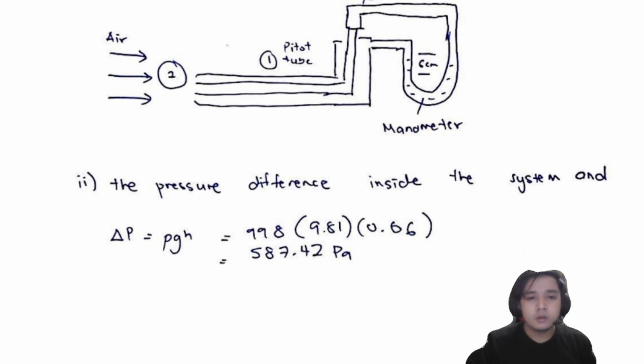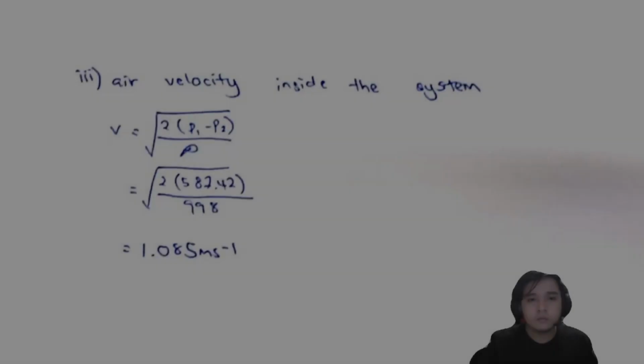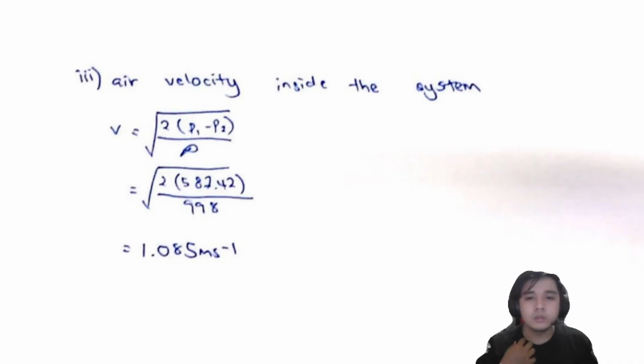So for the next question, which is G2, the pressure difference inside the system, we use P equal to rho g h, and we calculate it, and we get the answer 587.42 Pascal. So for the last one, which is G3, the question wants us to find the air velocity inside the system. So we need to use the Pitot formula that we found in question G1, and we will get the answer 1.085 meters per second.